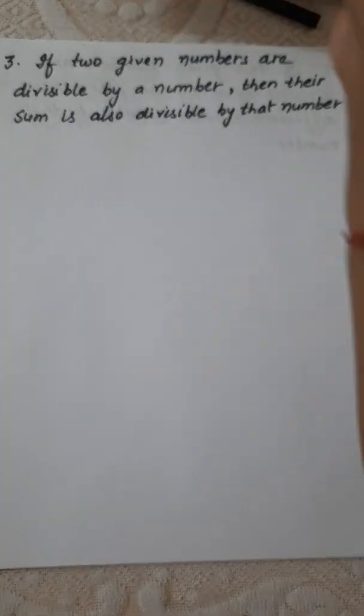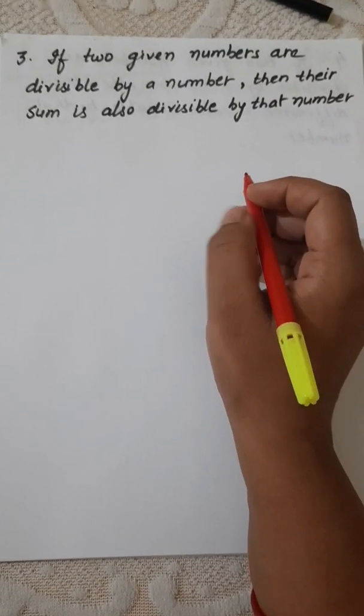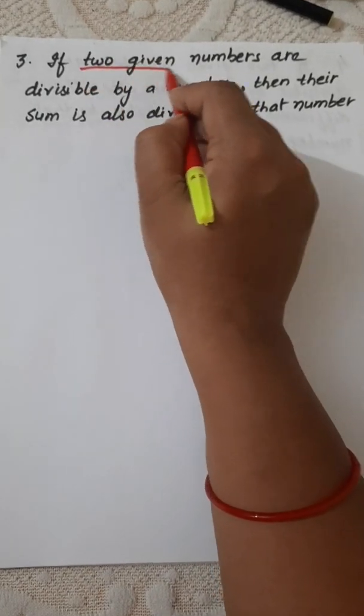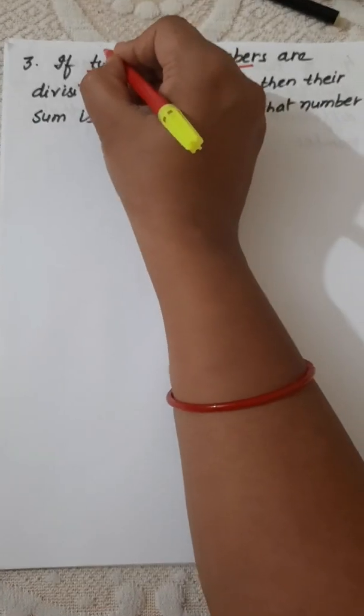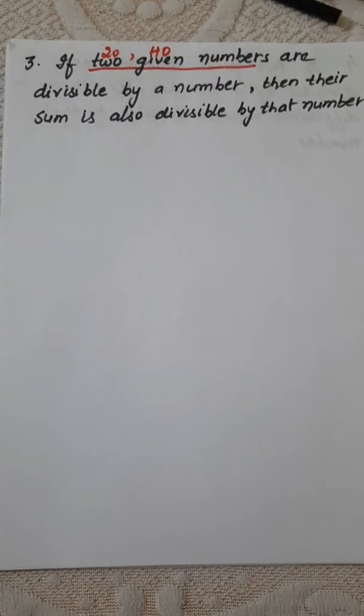Now we have the third rule, that is, if two given numbers are divisible by a number. Suppose the two given numbers are 20 and 40. You can take any numbers; here I take 20 and 40.